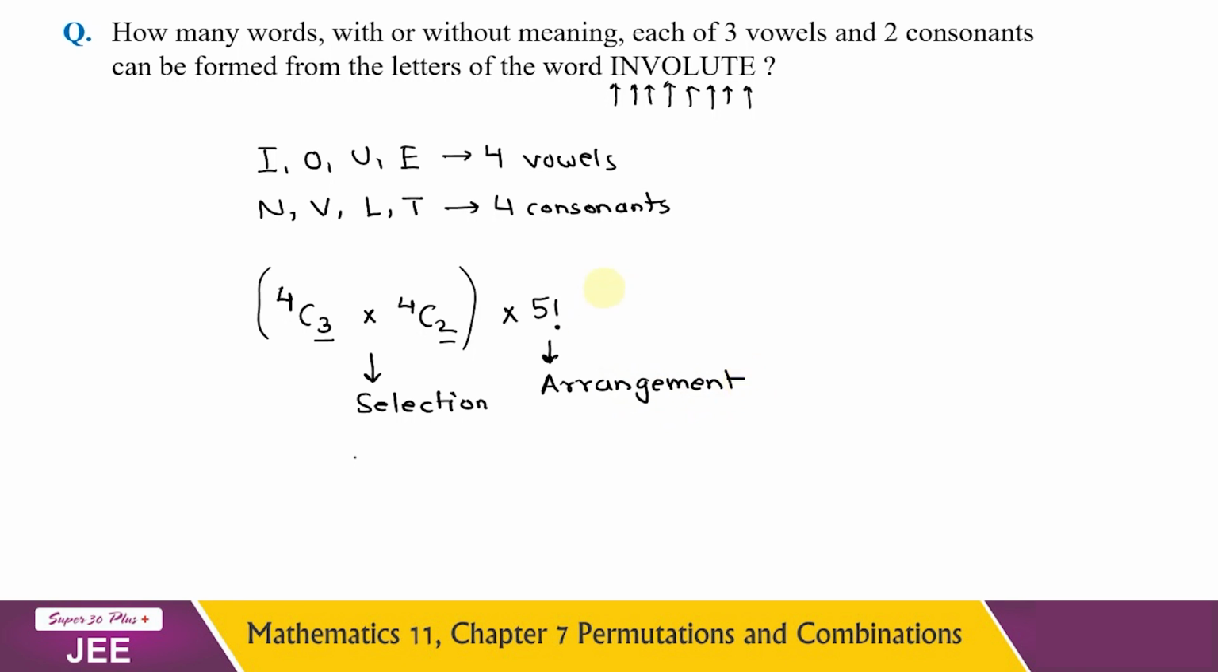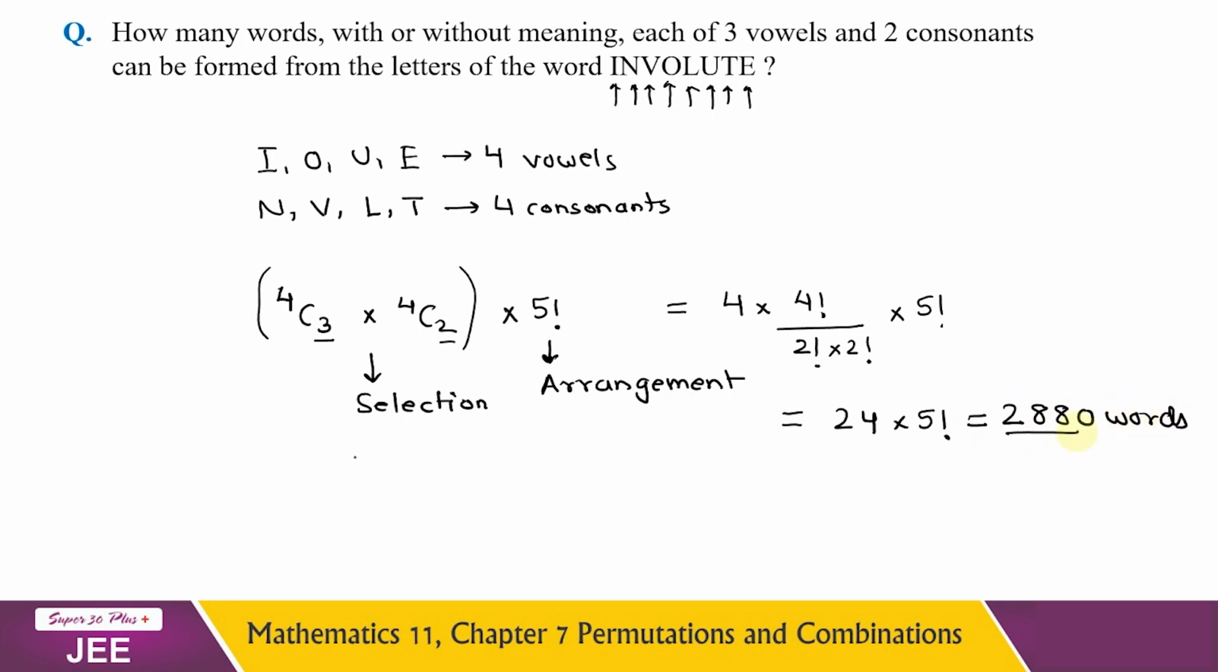Alright, now we have the total number of ways in which the words can be formed. So 4C3 is equal to 4 and 4C2 is equal to 4 factorial divided by 2 factorial times 2 factorial, multiplied by 5 factorial. So this gives us 24 multiplied by 5 factorial to give us the net answer as 2880 words. So a total of 2880 such words can be formed according to the demand of the question.